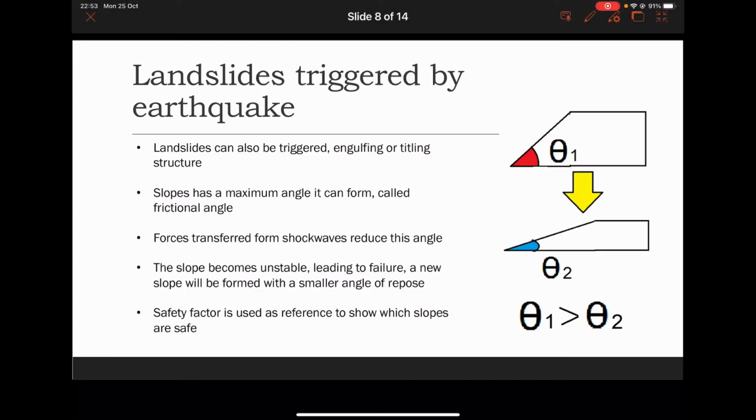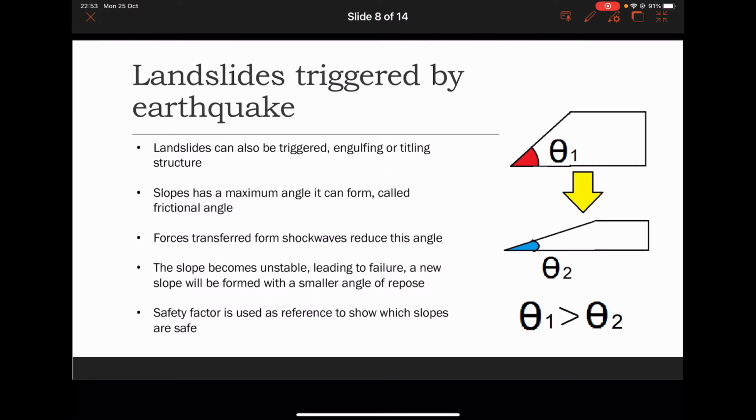Other than lateral force induced by earthquakes damaging buildings, landslides can also be triggered on slopes by earthquakes, pouring over buildings. Granular soil slopes have a maximum inclination under gravity, called the friction angle. When an earthquake happens, the maximum inclination the slope can have is reduced. The new stable angle is called the angle of repose. If the angle of the slope becomes greater than this value, the slope becomes unstable, leading to failure.